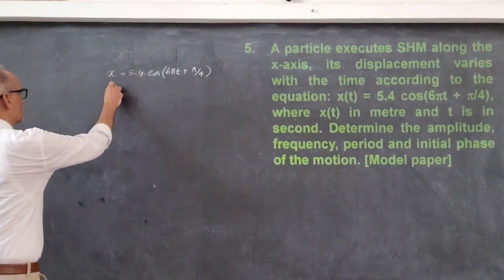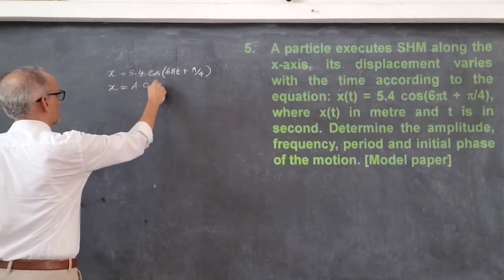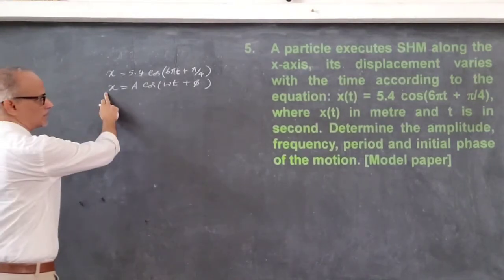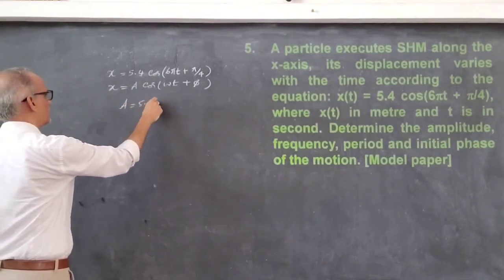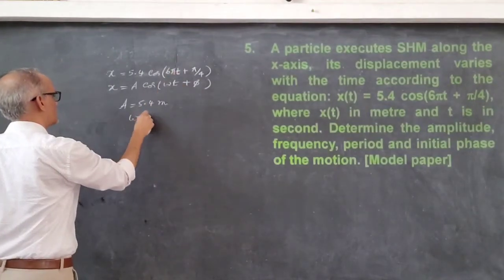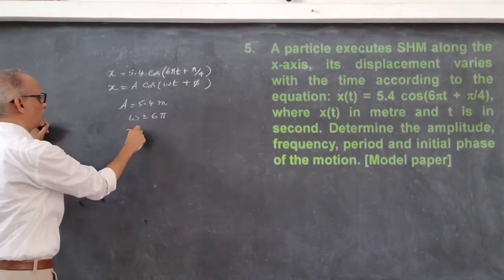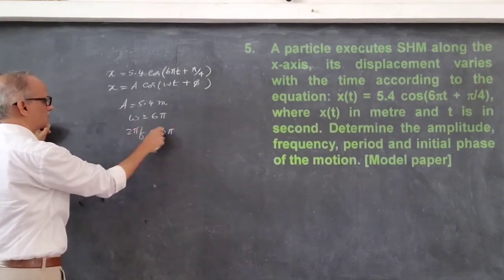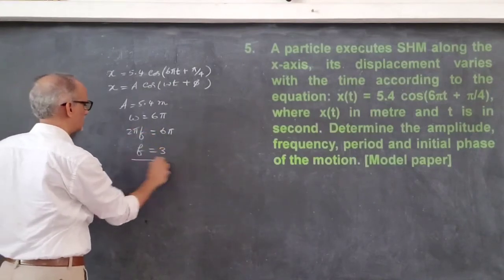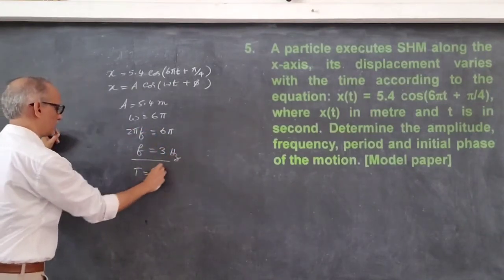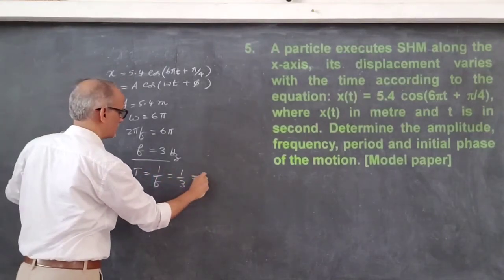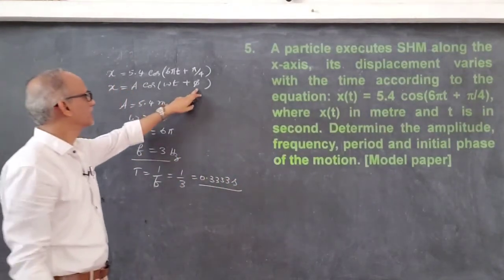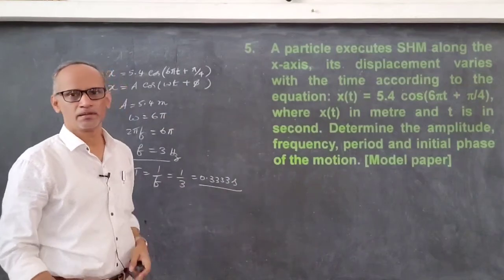Okay. Now, this equation is of the form x = A cos(ωt + φ). So, first the amplitude, A is equal to 5.4 meters. Omega is 6π. So from omega we can find 2πf, which is 6π. So f is equal to, π will get cancelled here, f is equal to 6 by 2, which is 3 hertz. So, the time period is 1 by frequency, 1 by 3, which is 0.3333 second.